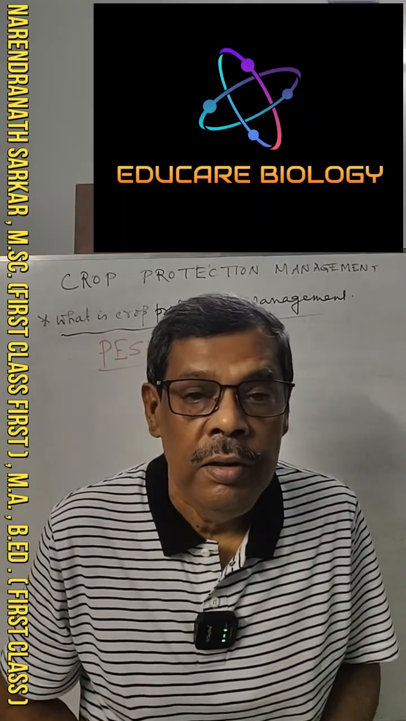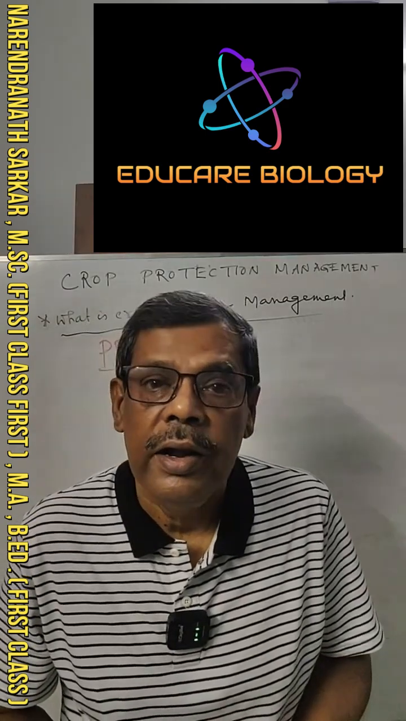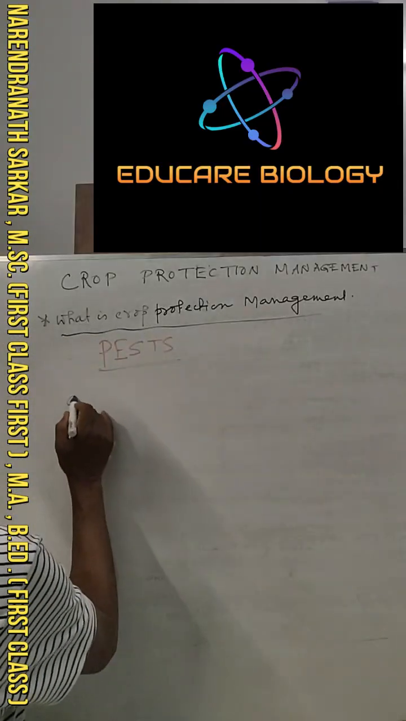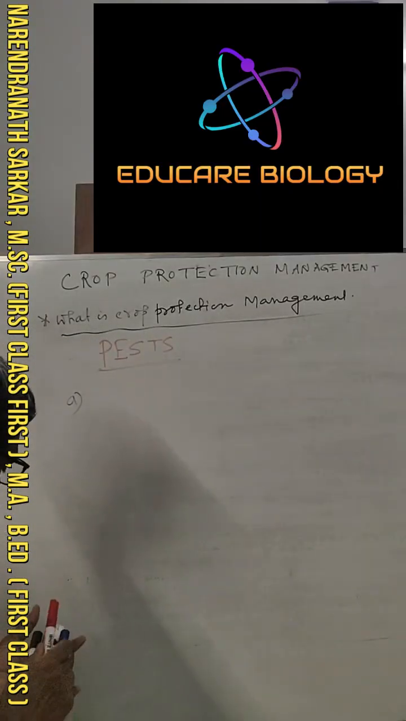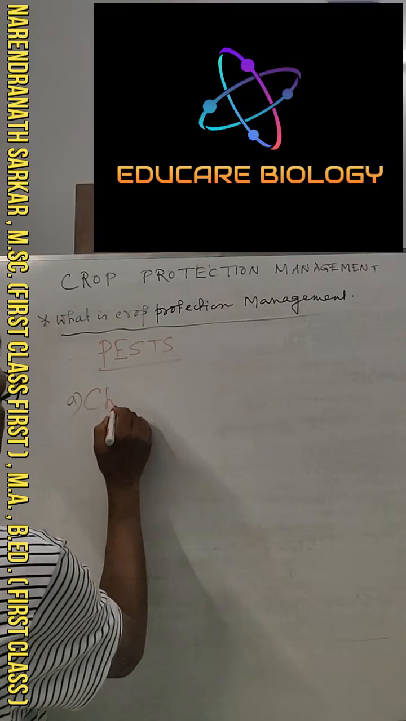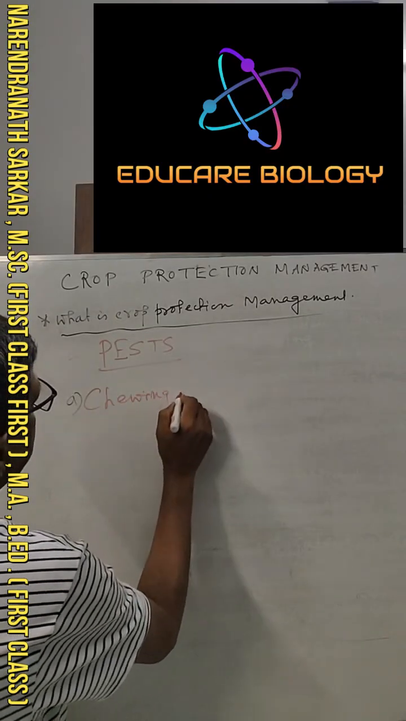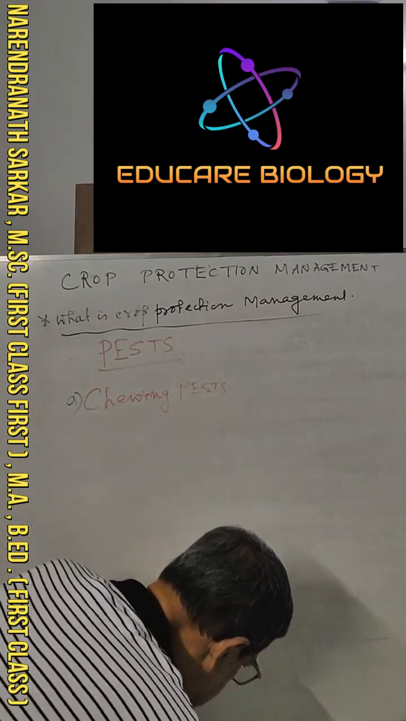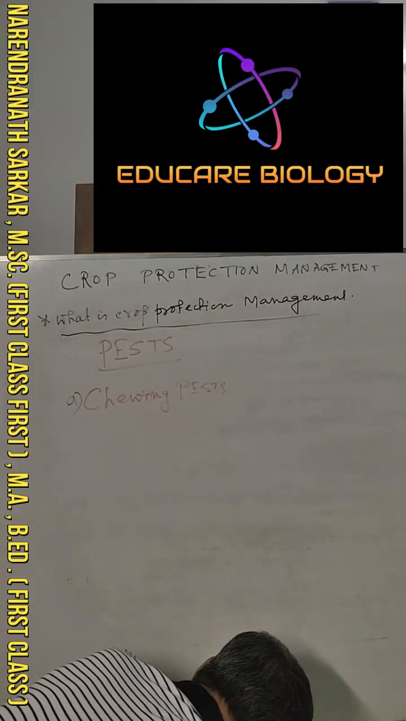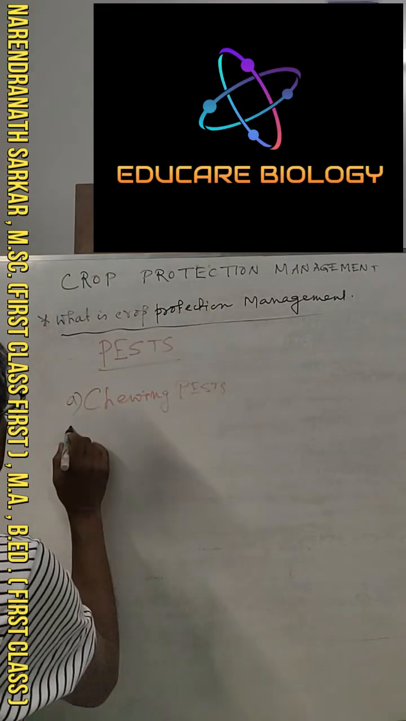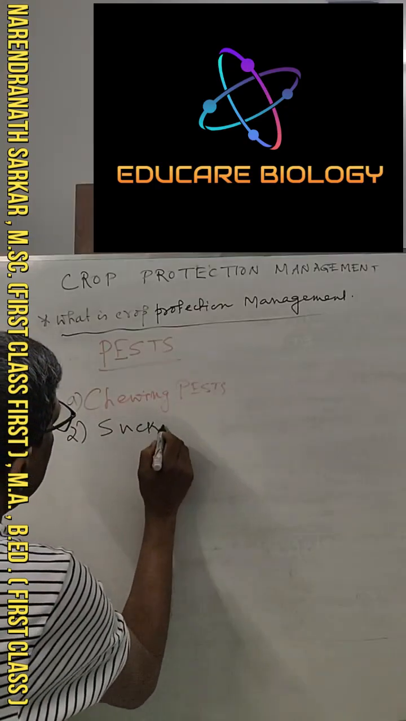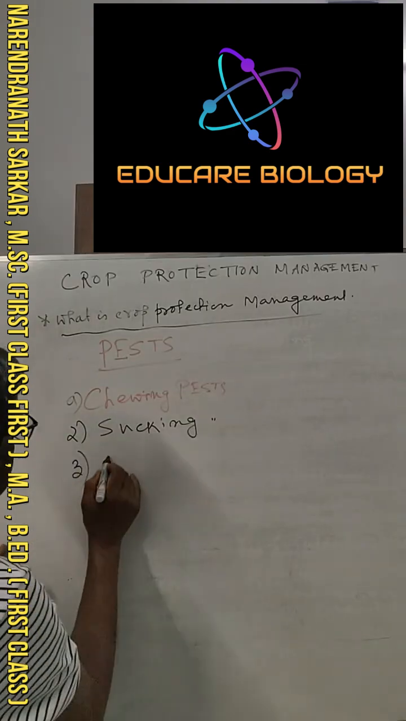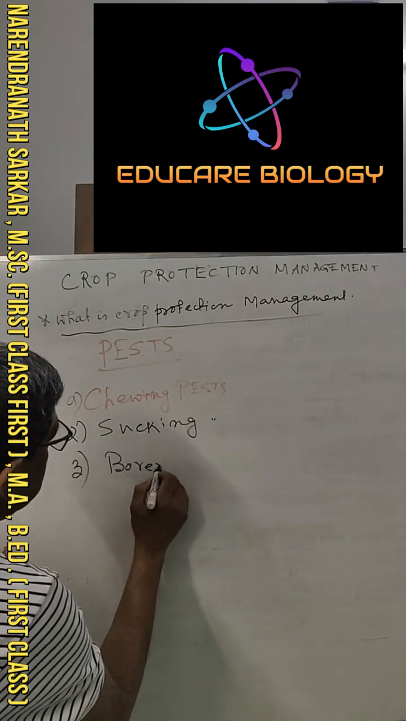Next, pests are of various types. Number one, chewing pests. Number two, sucking pests. Number three, borer pests.